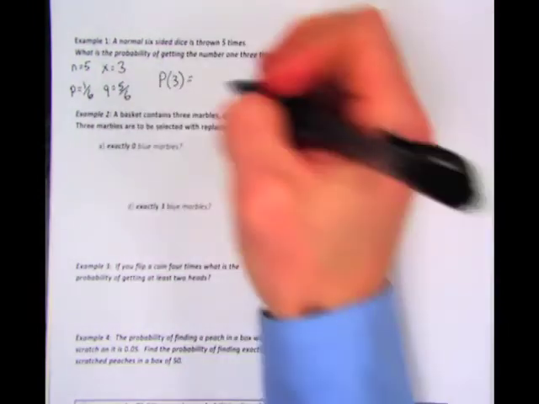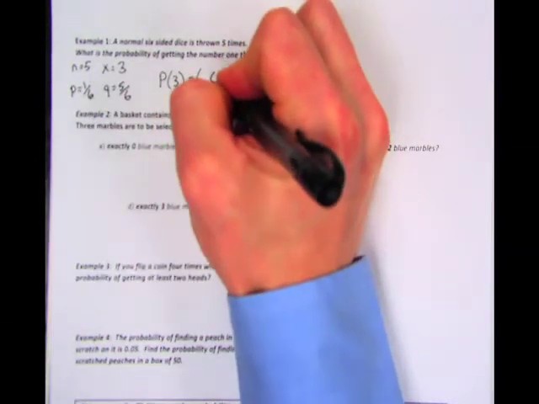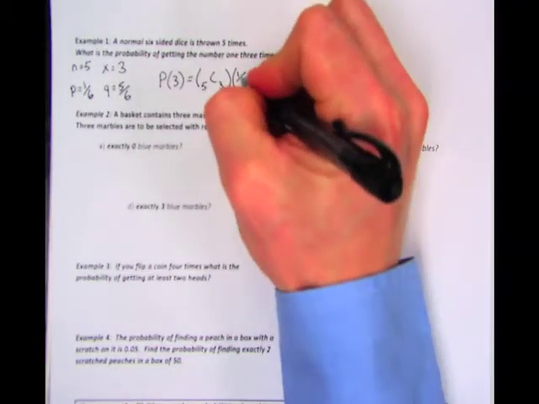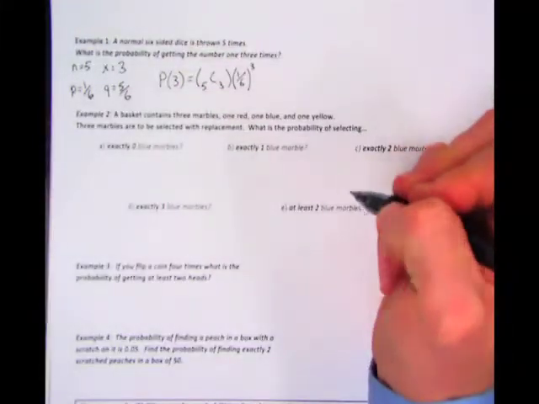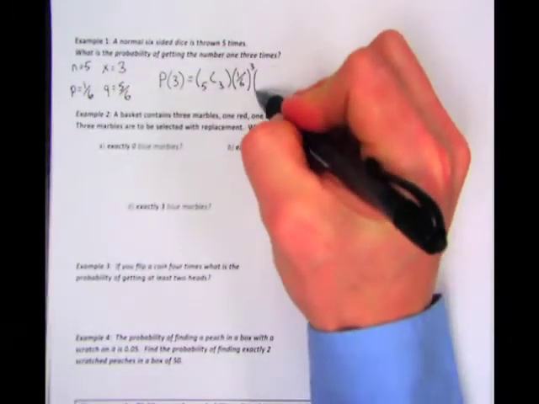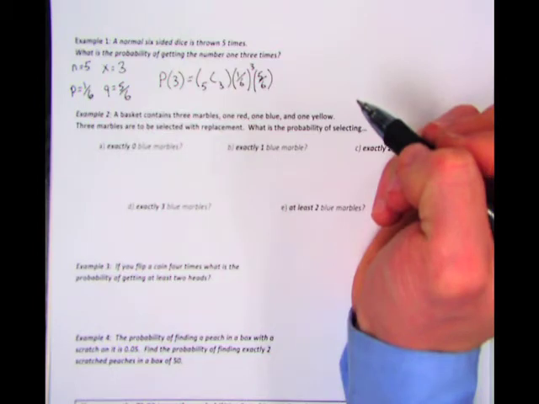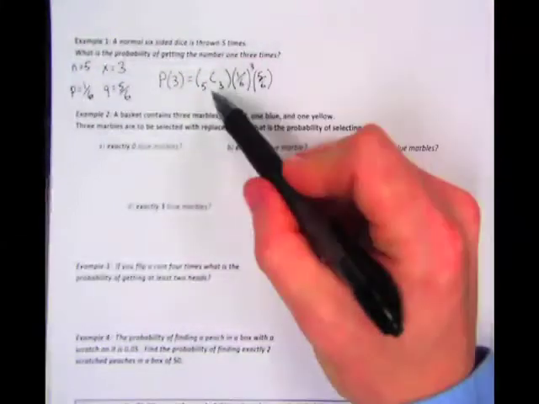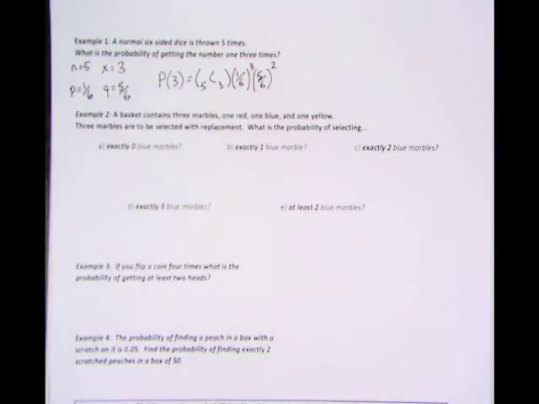And just using our formula, it's nCx, so 5C3, times the probability of success, 1/6, raised to the number of successes, which is 3, times the probability of failure, which is 5/6, raised to the number of failures. Okay, so here we have to do a little bit of math. If we're going to try this thing 5 times and we want 3 successes, that leaves 2 failures. Now we're just going to type this all into our calculator.